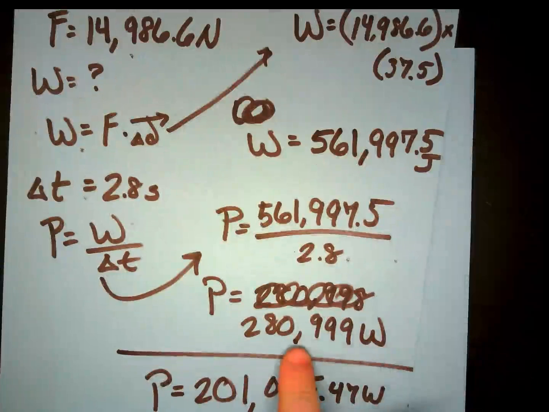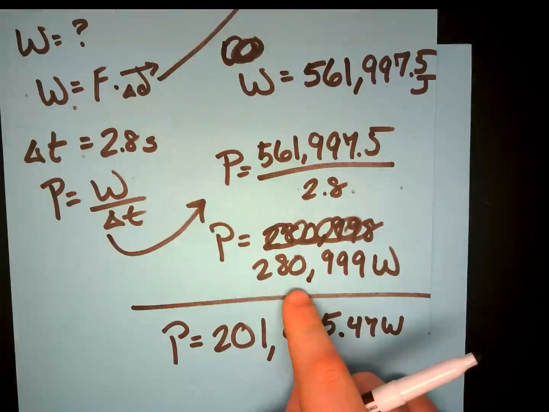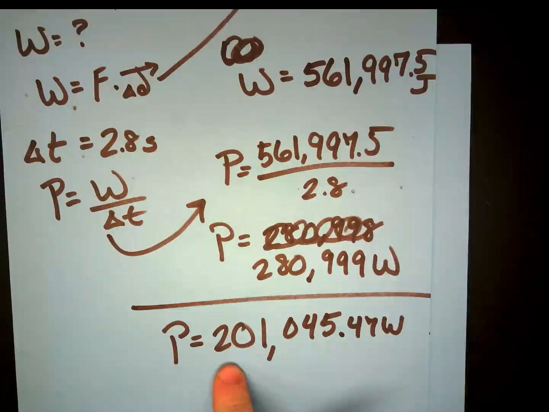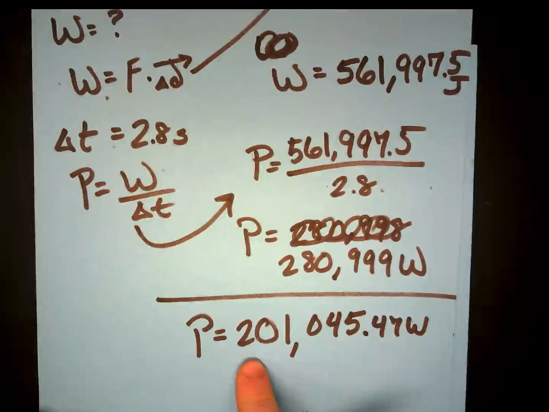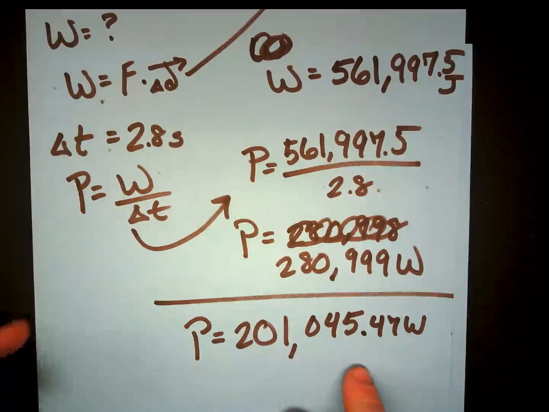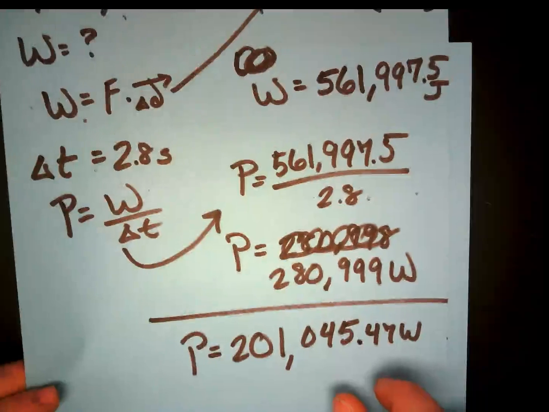Remember the discrepancy is that after solving for everything, I ended up getting 280,999 watts, whereas the key was saying it's 201,045.47 watts. And that's before moving it into kilowatts, obviously. There was a large discrepancy here, and I thought that seems a bit too big. Why are we seeing that?